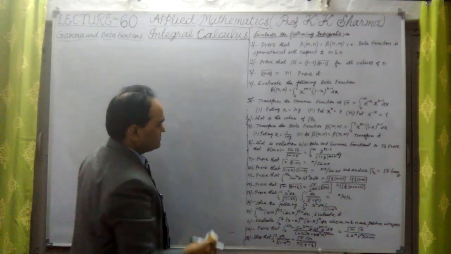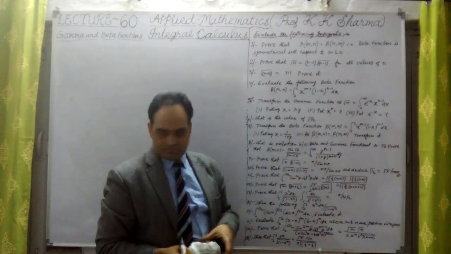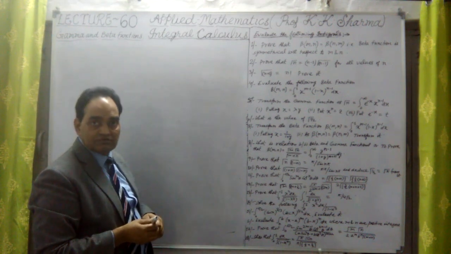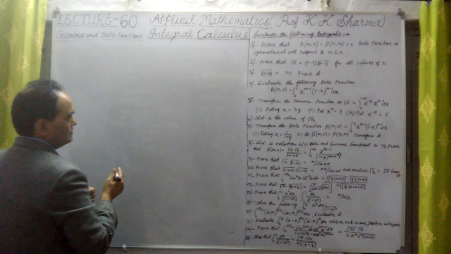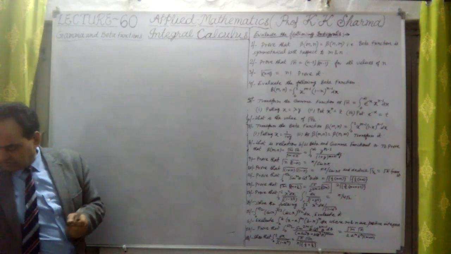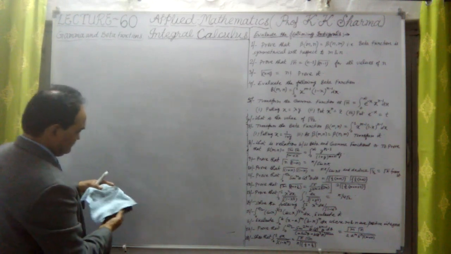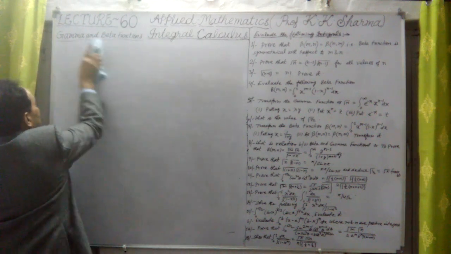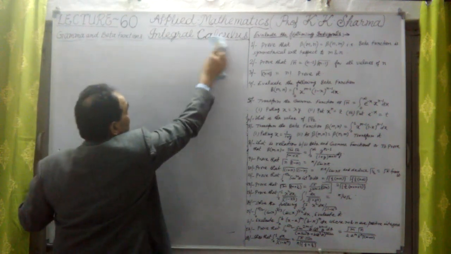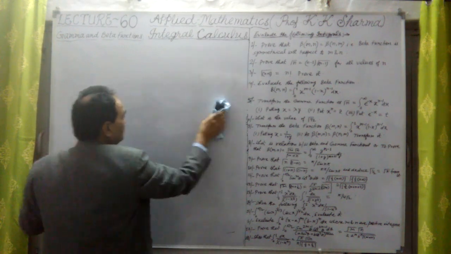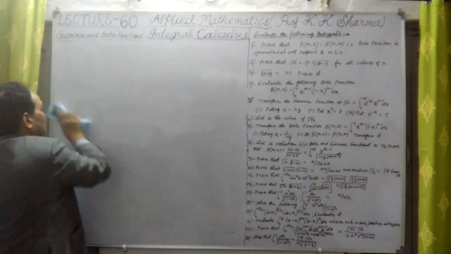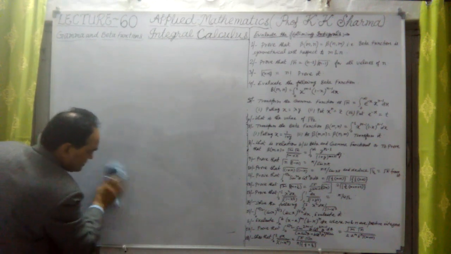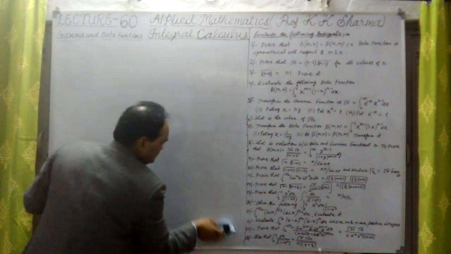What is question 7? Transform the beta function. Okay, let me now transform the beta function. Gamma function we have already transformed in different forms, in different ways, and now let me transform the beta function.